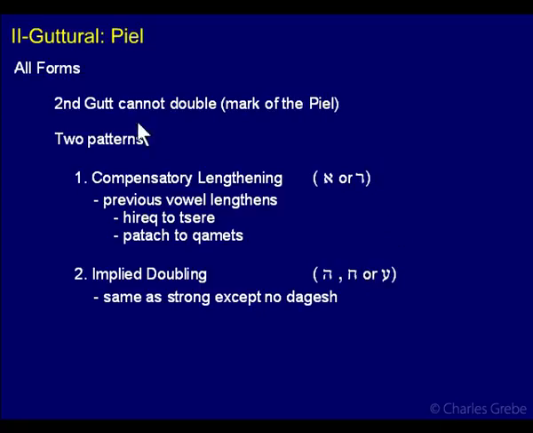So, what am I saying here? The second guttural cannot double. Doubling is the mark of the piel. If it can't double, then you've got some troubles. Now, in fact, two things can happen. The first possibility is what I just said, compensatory lengthening. And this happens if you have aleph or resh.